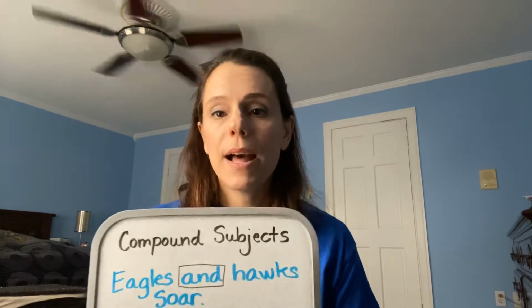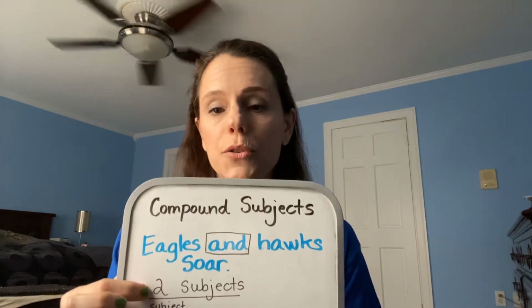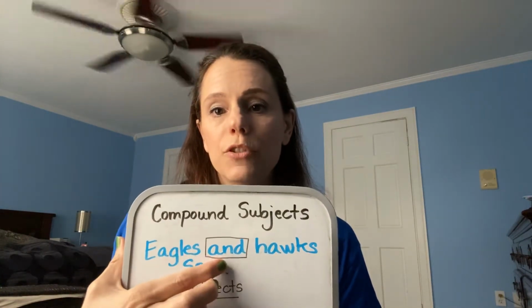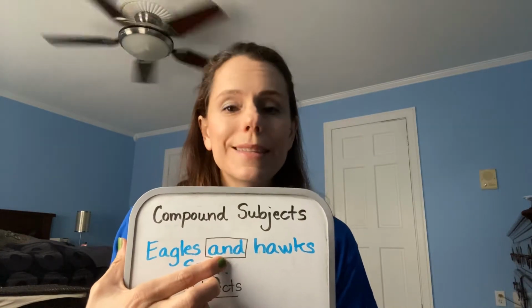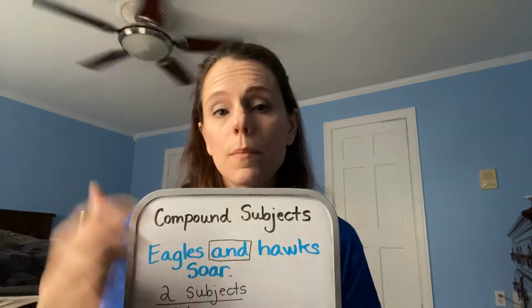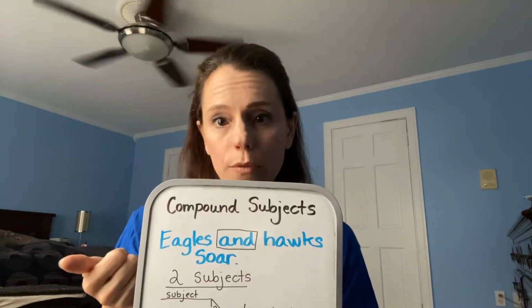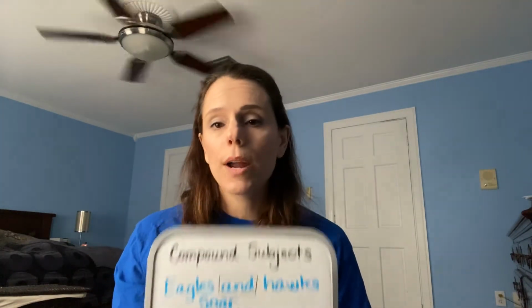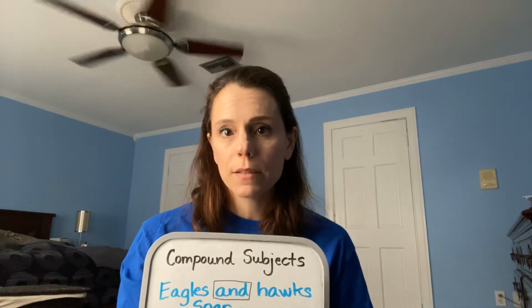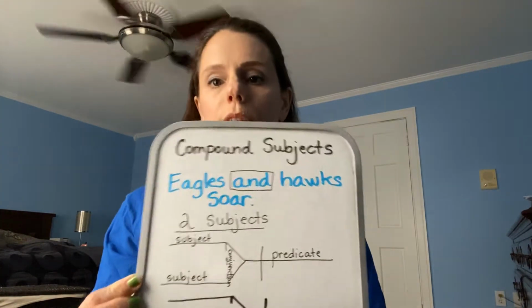Okay? So the example that they gave us on page 194, if your textbook is open, is eagles and hawks soar. So compound subjects are two subjects, and they're joined by a conjunction. So in this sentence, they used and, but and or are conjunctions too. We've used those with compound sentences before. So a diagram for a compound subject is going to look really different. So let me show you what it looks like.